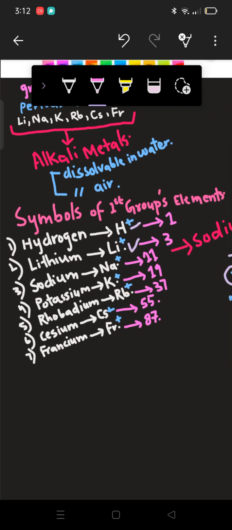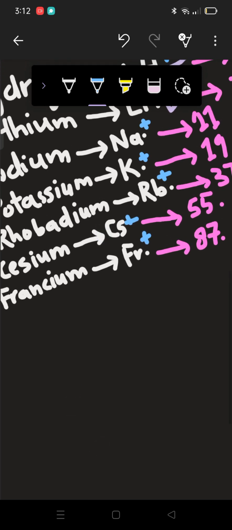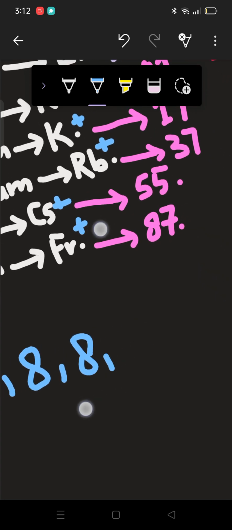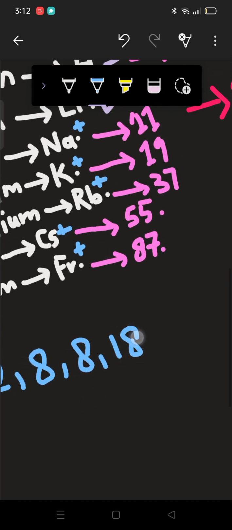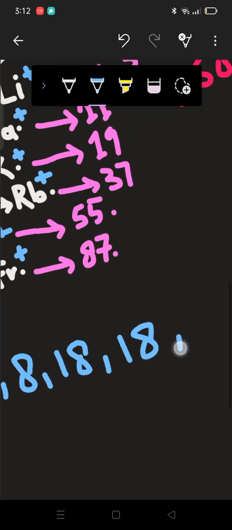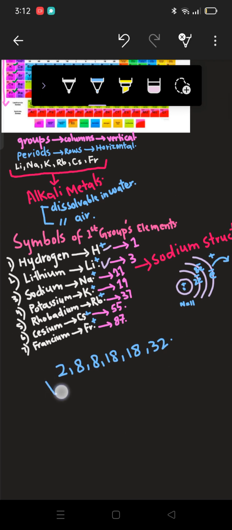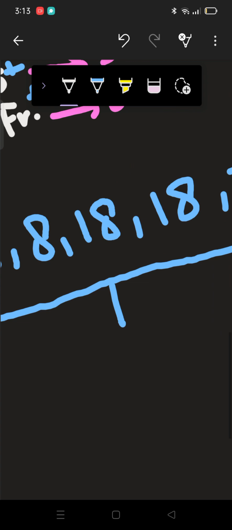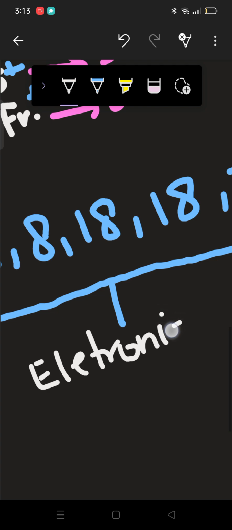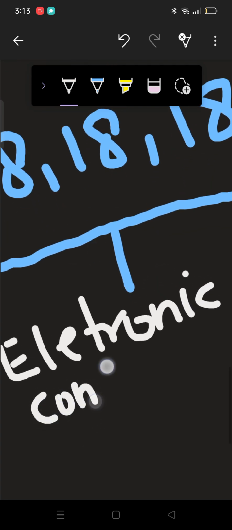Alright, so now let's see how these atomic numbers are made. We have the electronic configuration. Let me write it down. In the first shell we always have 2, then in the second shell we have 8, in the third shell we have 8, in the fourth shell we have 18, in the fifth shell we have 18, then we have 32. Alright, so now this is the electronic configuration. Let me write it down so that it can be more clear to you.